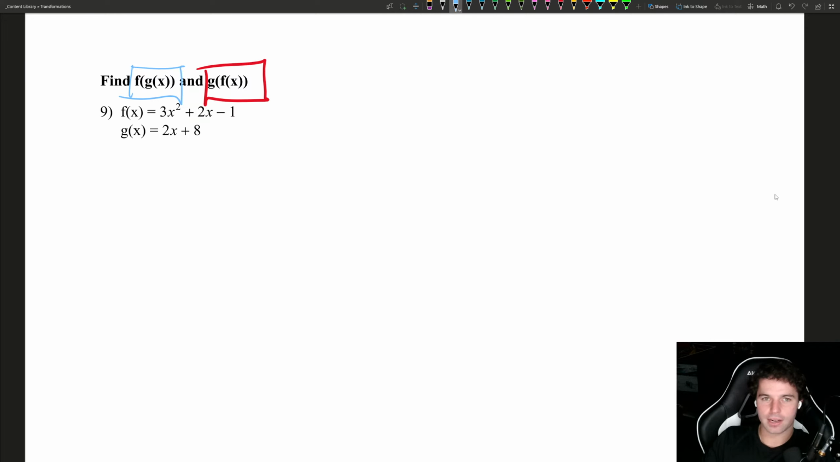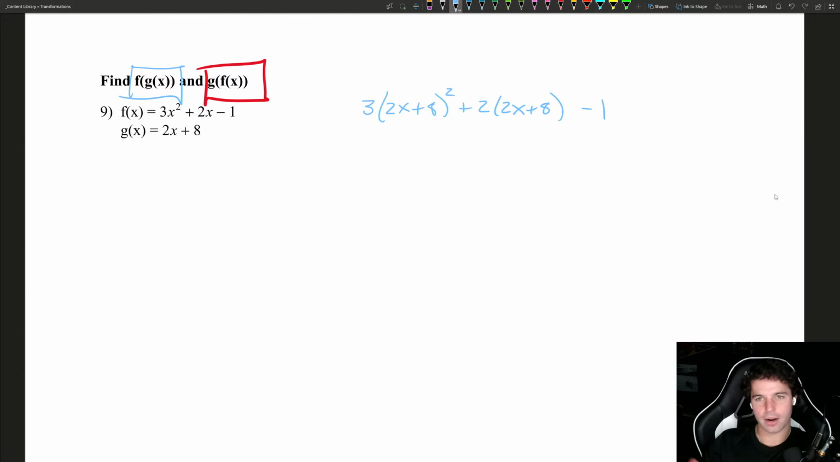Okay, f of g of x is going to be f of 2x plus 8, which is going to be 3 times (2x plus 8) squared, plus 2 times (2x plus 8), minus 1. I'm going to let you guys FOIL that out, combine like terms, and simplify. Again, this is probably worth half the credit. Simplifying, combining like terms, all that stuff is worth the other half.